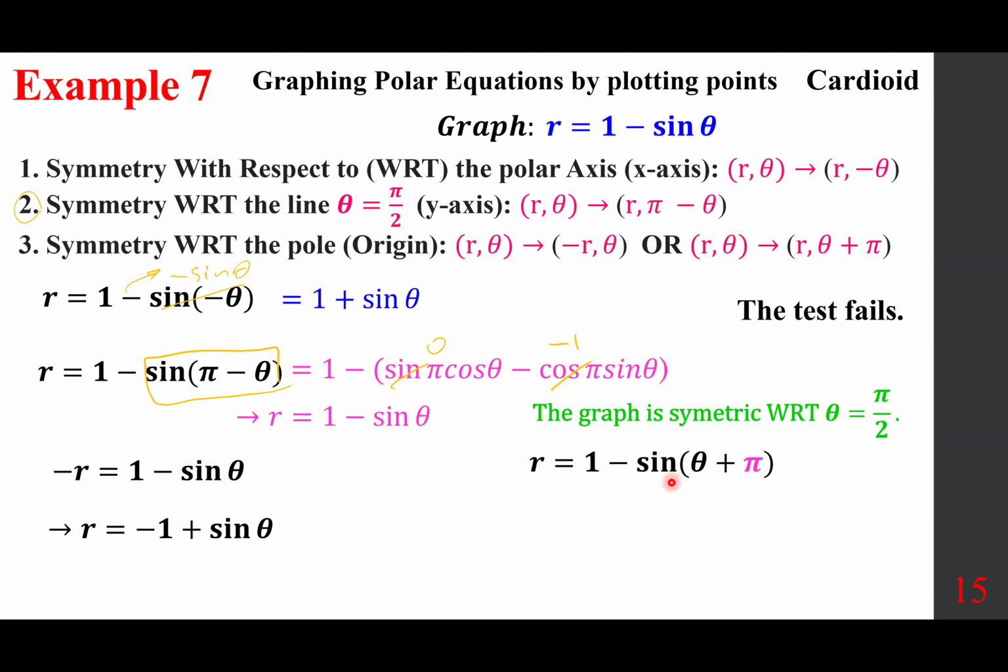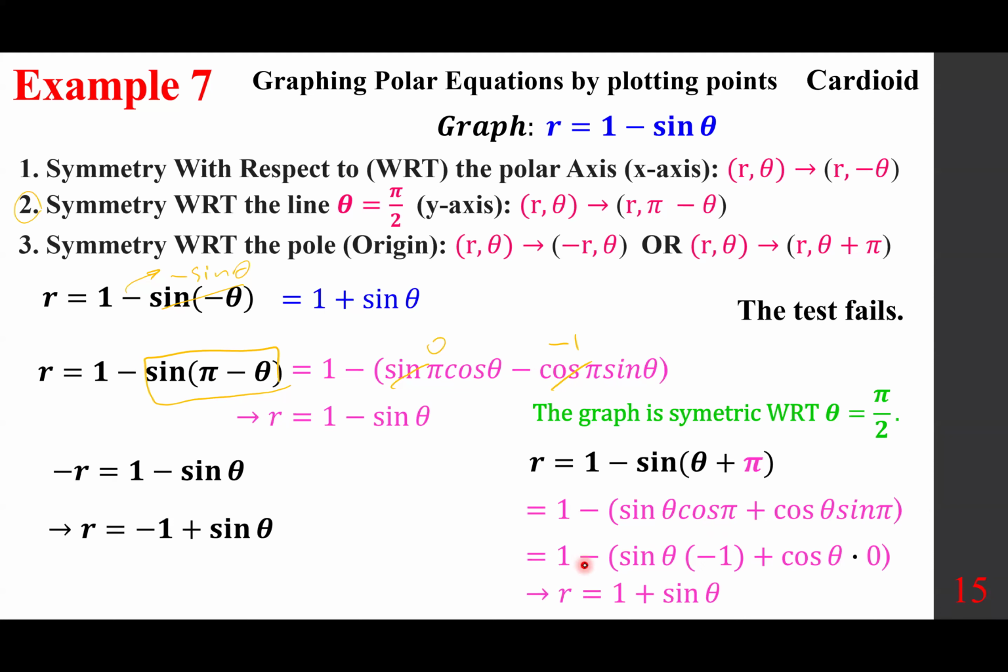So sine theta cosine pi plus cosine theta sine pi, and put the negative sign outside. In other words, keep this negative outside. And so you know cosine pi is -1, and you know sine pi is 0. And so this goes away. This becomes minus sine theta. This makes it positive. And so no, that doesn't work.